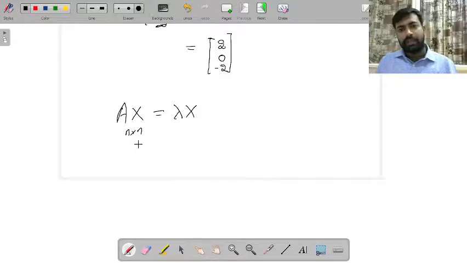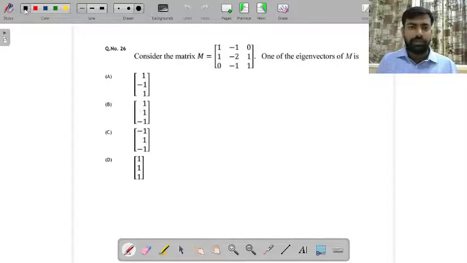So now let's say if you want to verify whether a vector is an eigenvector or not, you just multiply A with x and you see the result. If it is a constant multiple of x, yes, you say it is an eigenvector. If not, no. Okay, to see this, here is a problem, one of the GATE problems. Now consider the matrix M and one of the eigenvectors of M is, anyway, definitely only one option is correct.